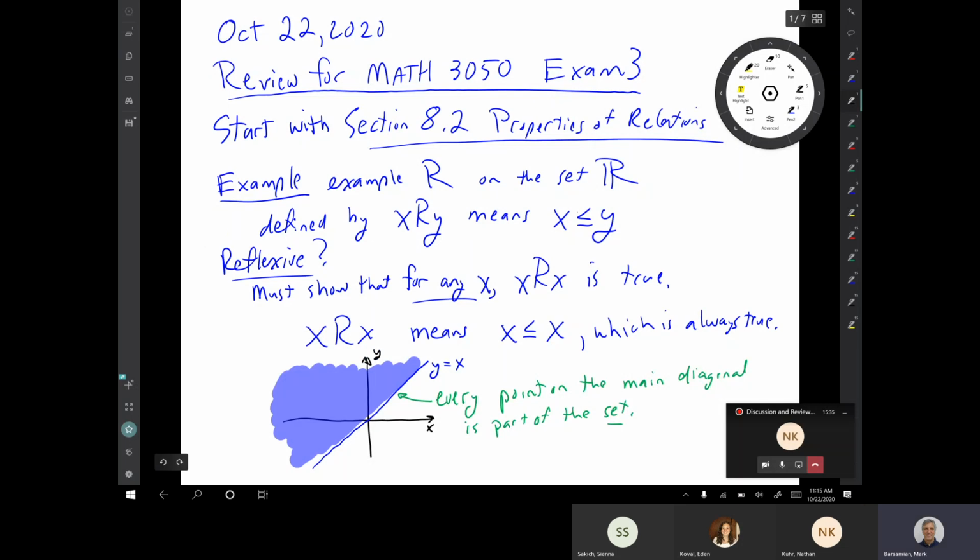Is this relation symmetric? So no, it's not symmetric, because for symmetric, x R y and y R x have to both be true. x is less than or equal to y is true, but y is not necessarily less than or equal to x. So therefore, it's not symmetric. Be careful what you said. You said that x R y and y R x have to both be true. They don't have to both be true. Basically, if one of them is true, then the other one has to be true.